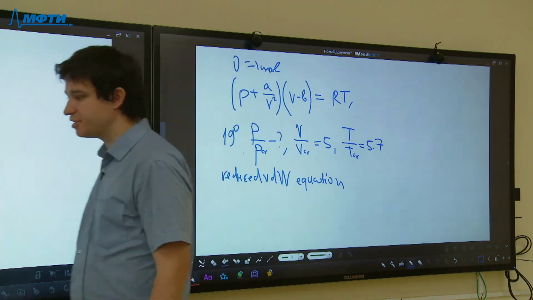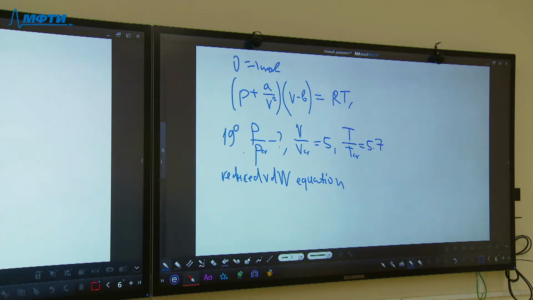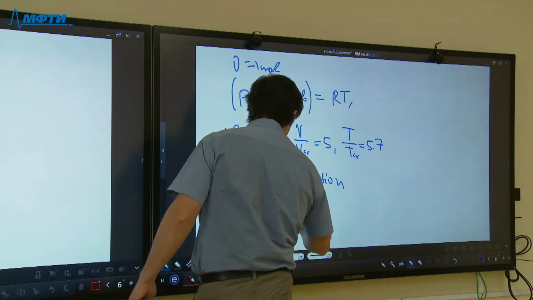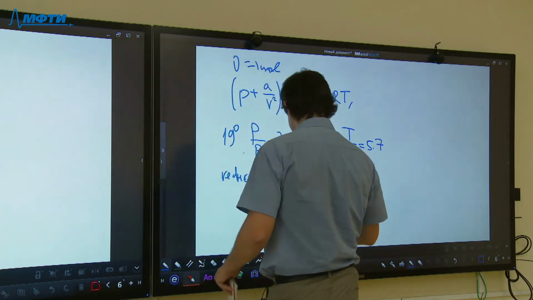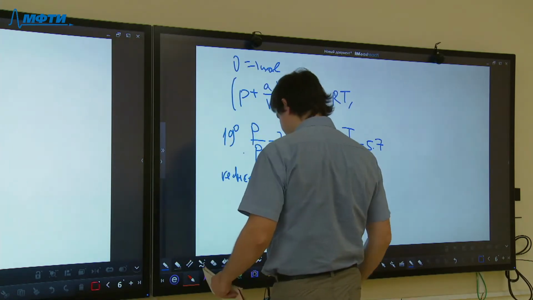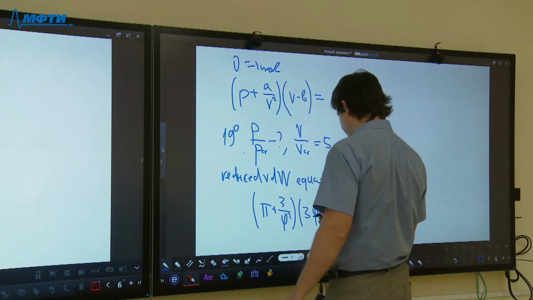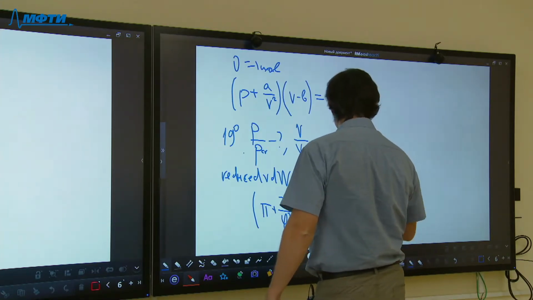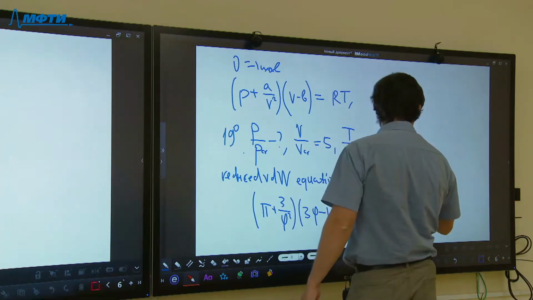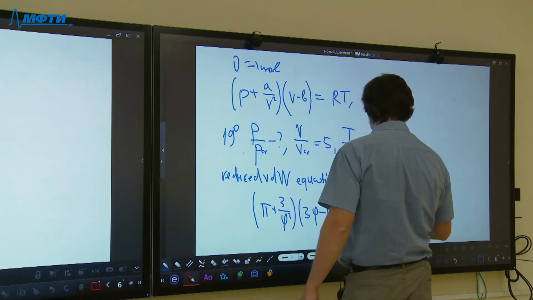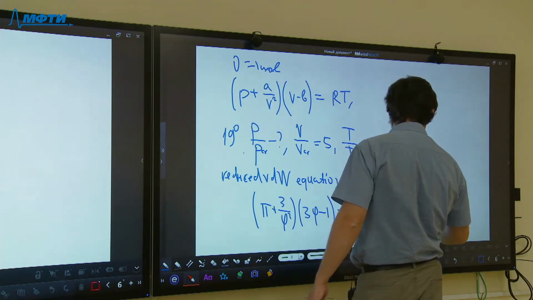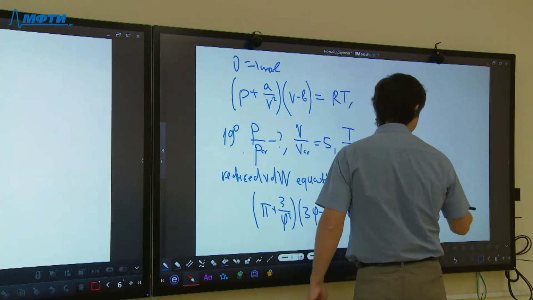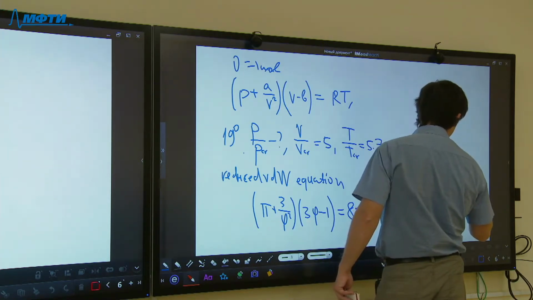In that equation, we had something like (π plus 3 over φ squared) times (3φ minus 1), you can write φ minus 1 over 3, okay, that doesn't matter, equals 8τ, where π is P over P critical, φ is the dimensionless volume, the ratio between the volume and the critical volume, and τ is the dimensionless temperature, which is determined as temperature over the critical temperature.